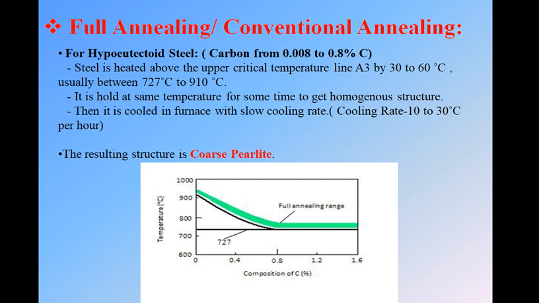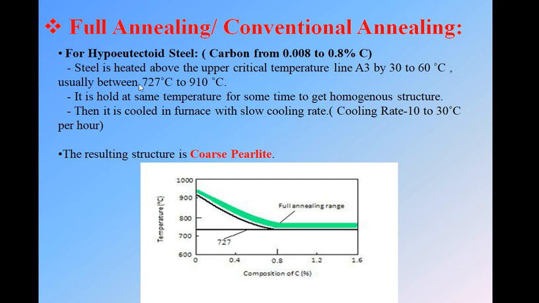From 0 to 1.6 means it is only steel. Then we have temperature from 600 to 1000 degrees Celsius. So see here, this is the 727 degrees Celsius line. This temperature line will be called 727, which is the transformation temperature line. Below this line we have the alpha ferrite phase, and above this line will be the austenite phase.